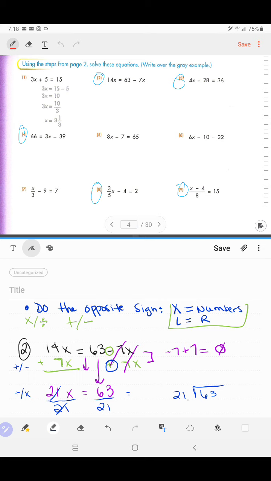21 goes into 63 3 times. So x is now free. So x equals 3. So I'll do it again, but I'm going to erase all the extra notes.